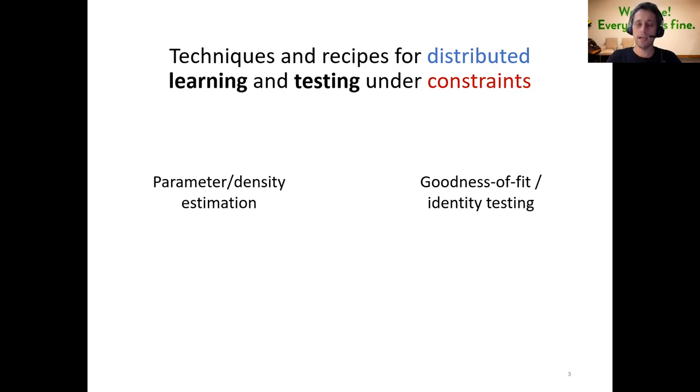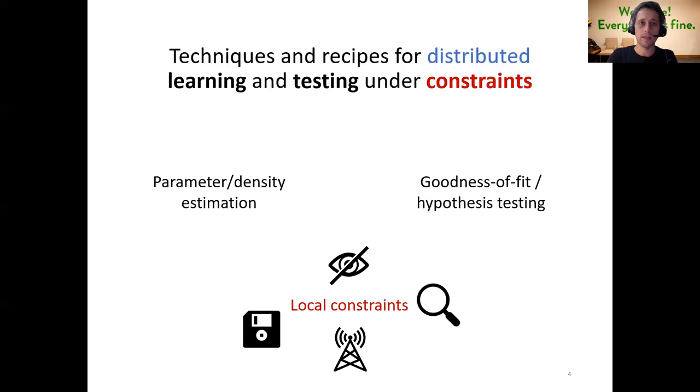What does that mean? Well, first, learning and testing. Here we're going to be focusing on parameter or density estimation. And so that's the learning part. And for the testing part, on goodness of fit or identity testing, or more broadly speaking, hypothesis testing. So in the first part, learning, you want to estimate a parameter. And in the second part, you want to distinguish, to test whether the underlying distribution has something you're looking for.